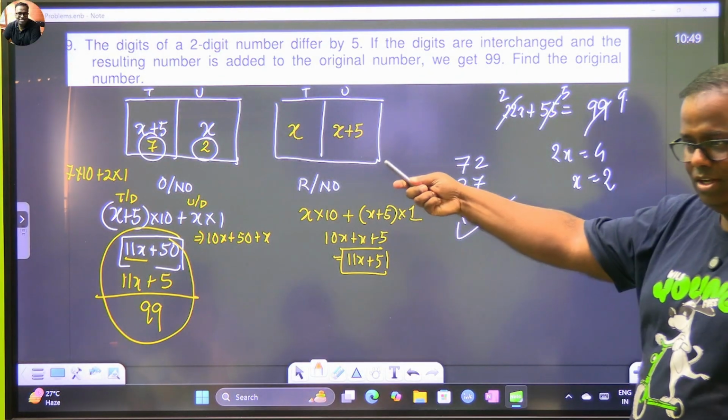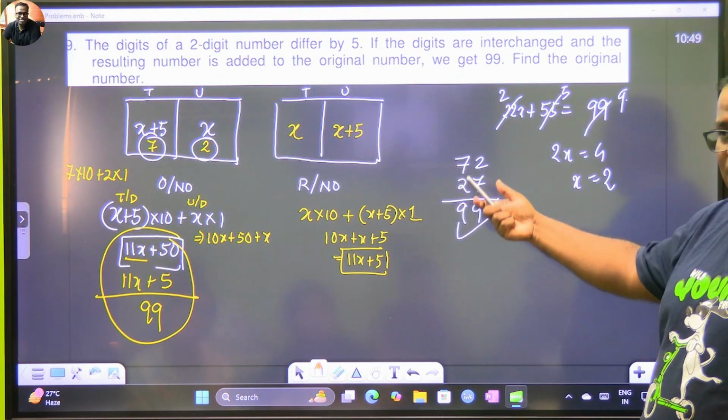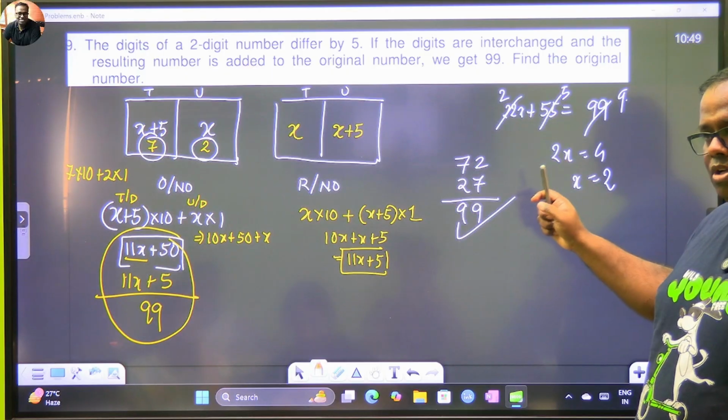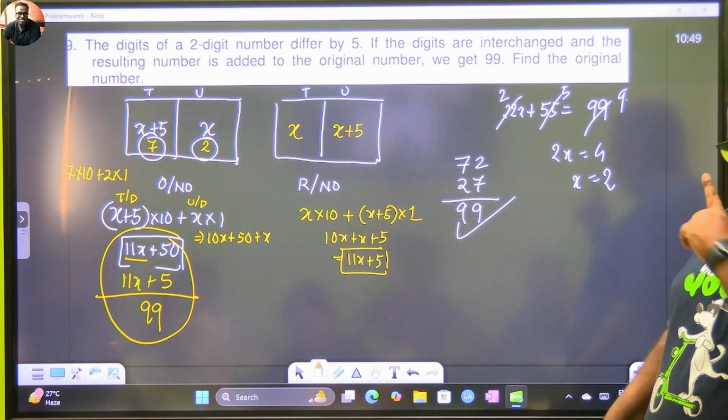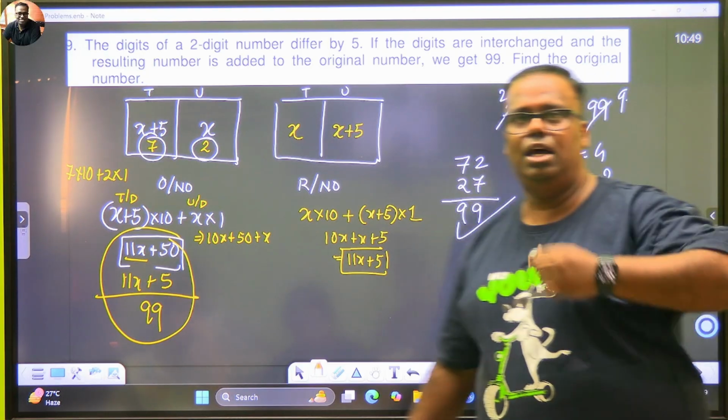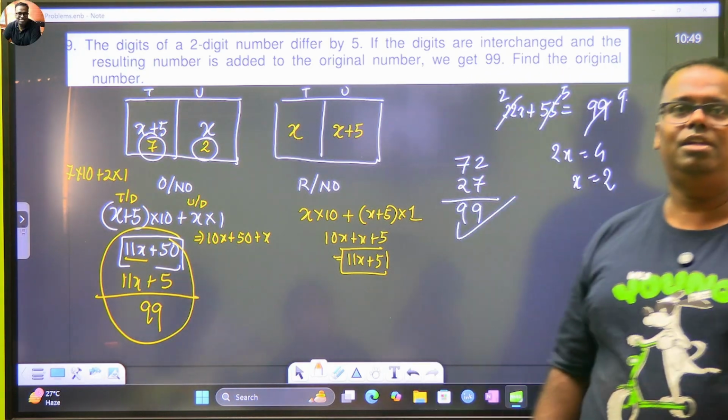72 is our number. We reversed it. It became how much? 27. Apurva understood. Now it is becoming 99. We are correct. Have you understood the logic? Yes, darling. Video gamer, have you understood?